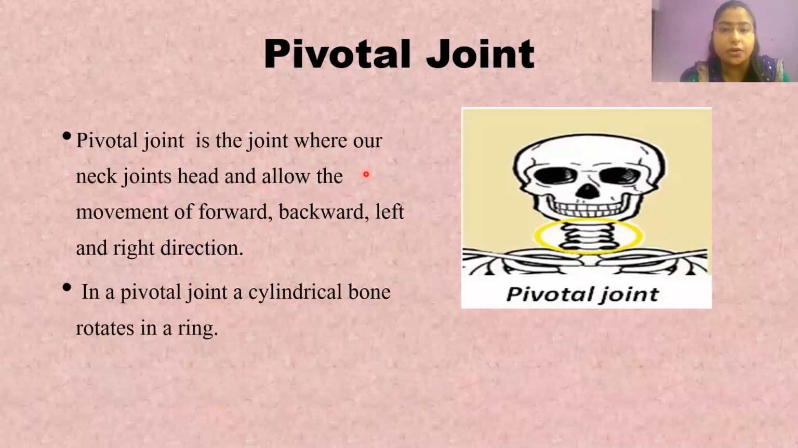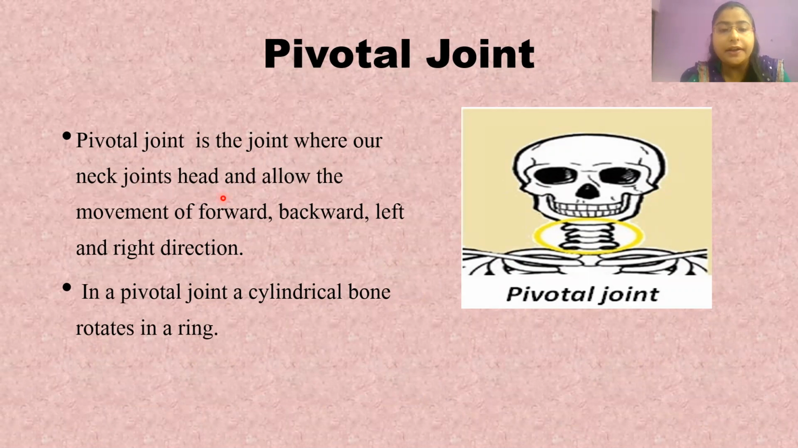Next is pivotal joint. Pivotal joint is the joint where our neck joins head and allows the movement of forward, backward, left and right direction. हम लेफ्ट मूव करते हैं, राइट मूव करते हैं, अपवर्ड मूव करते हैं और डाउनवर्ड मूव करते हैं. To do this movement, the pivotal joint allows this movement. In a pivotal joint, a cylindrical bone rotates in a ring. अर्थ कैसे अपनी ही एक्सिस में रोटेट करती है, वैसे in a pivotal joint, the movement is only in one direction.